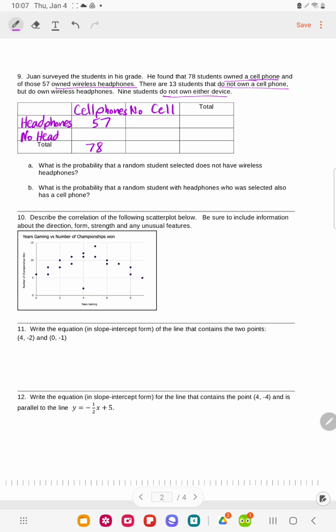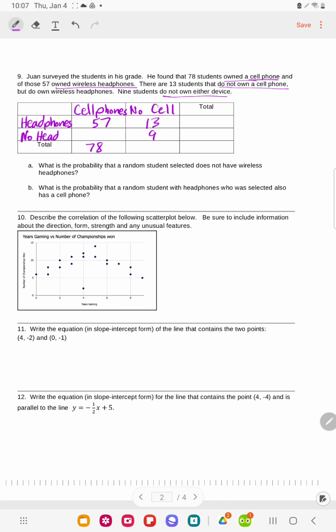Then there are 13 students who do not own a cell phone. So no cell phone, 13, but do own wireless headphones. So 13 of them do not own a cell phone, but they do own wireless headphones. And then 9 students do not own either device. So that means no headphones and no cell phones. Total of 9.